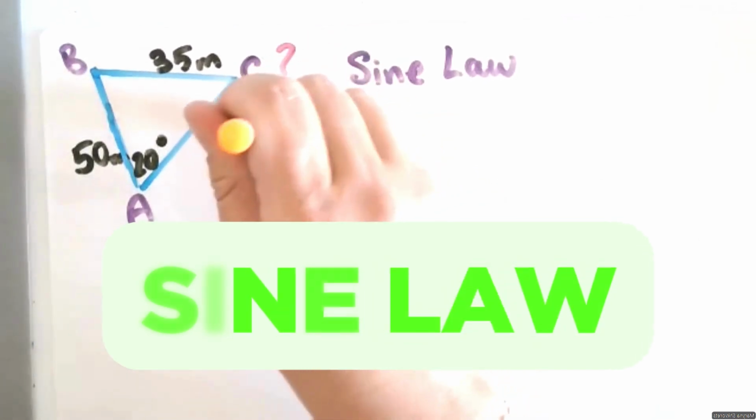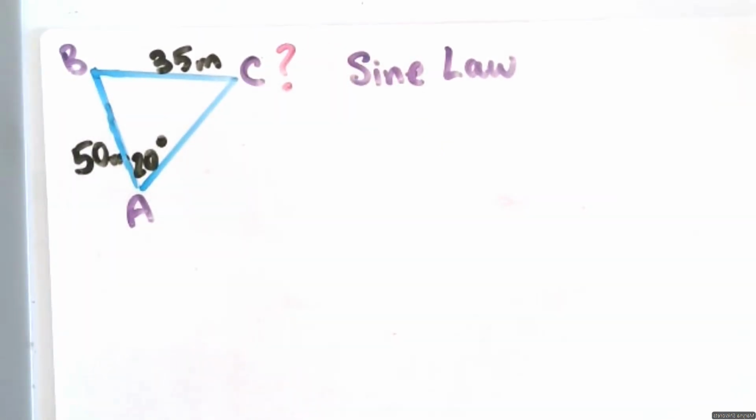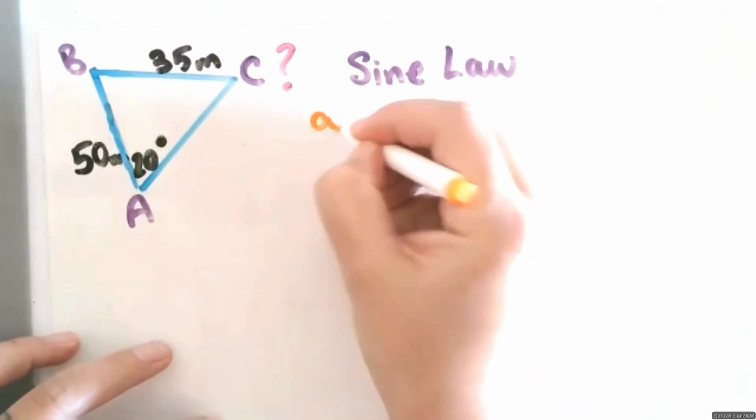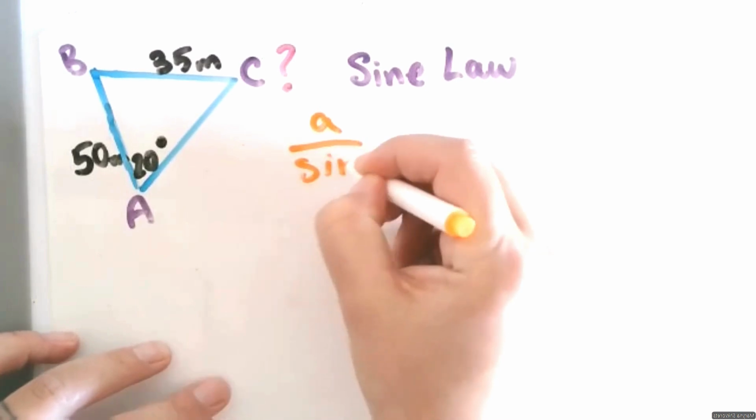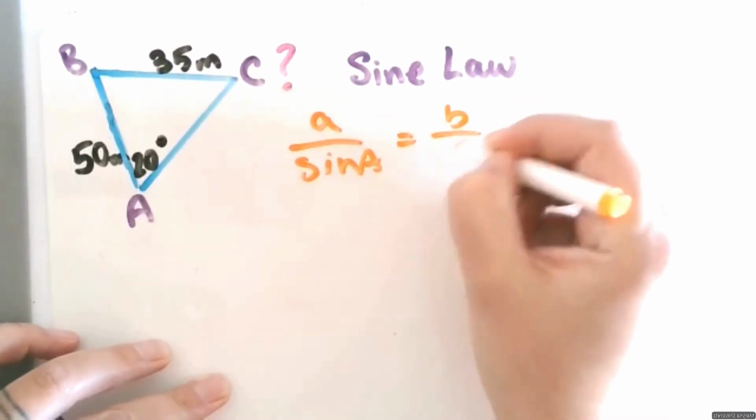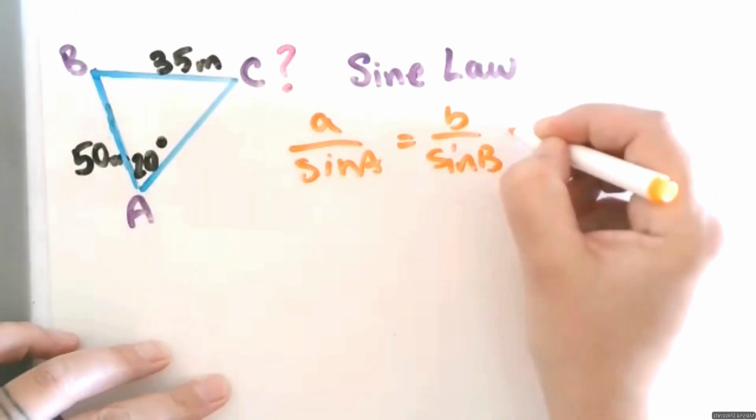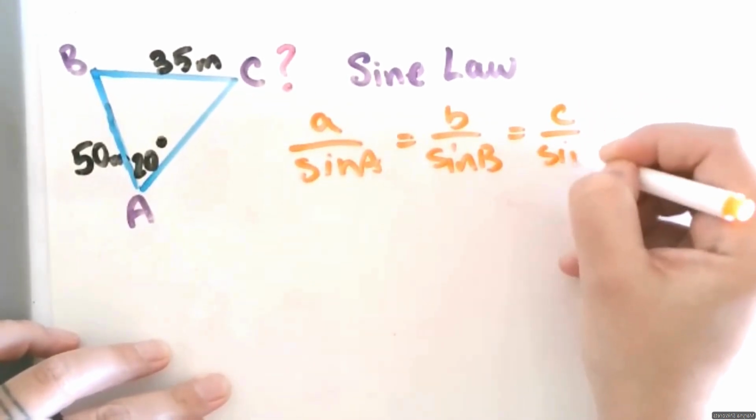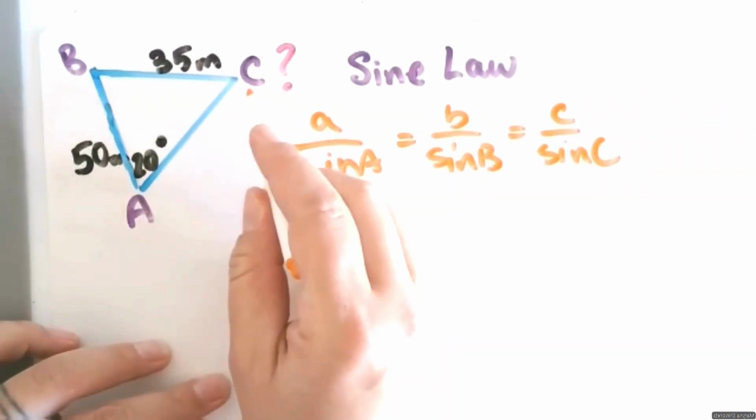We're going to find a missing angle using the sine law. Now let's review what the formula for the sine law is. In the past, we've seen an example that looks like this: a over sine A equals b over sine B equals c over sine C. In this case, I'm going to be looking for a missing angle.